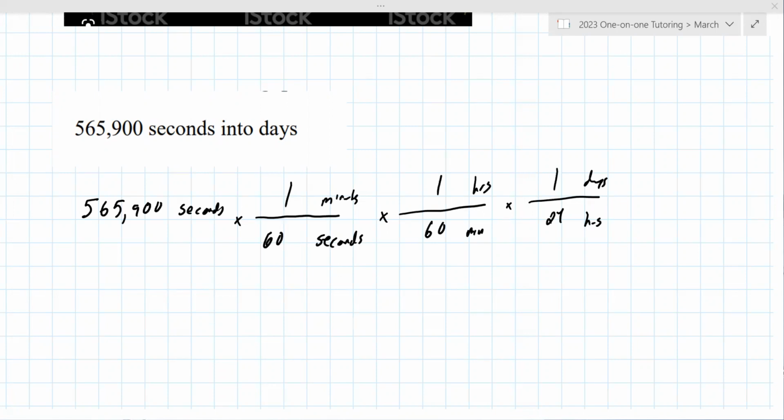565,000? Yes, no, 900. 900 times, let's see, 1 over 60. Oh, I can type. Didn't realize I could do that. Okay, there we go. And then 1 over 60 again, and then 1 over 24.